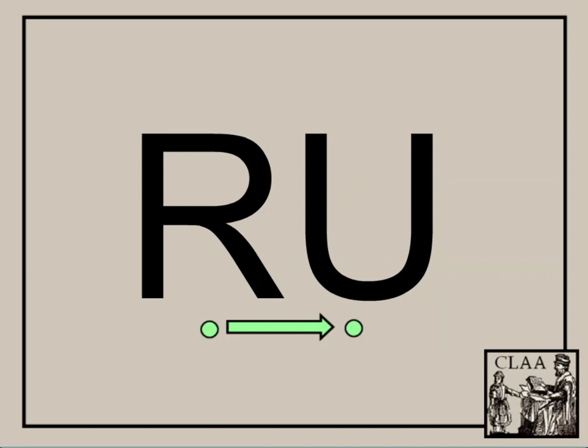And lastly, we'll begin with the consonant R and finish with the vowel U. Point to the green dot under the consonant R and read this syllable with me. Ru, ru, ru.